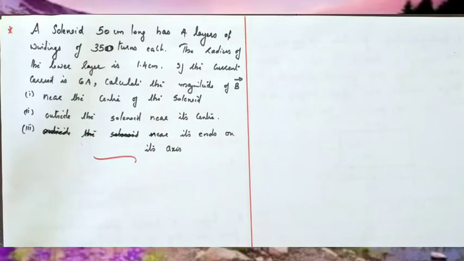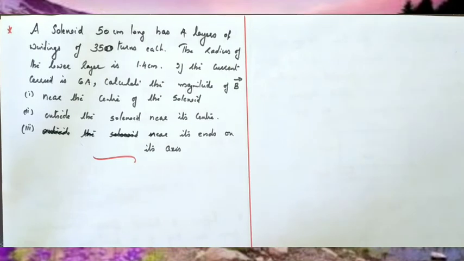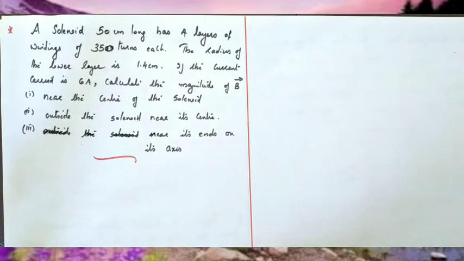Now next numerical, a solenoid 50 cm long has 4 layers of windings of 350 turns each. The radius of the lower layer is 1.4 cm. If the current carried is 6 ampere, calculate the magnitude of magnetic field near the center of the solenoid, outside the solenoid, near its center, near its ends on its axis. Okay, so what is a solenoid? Insulated copper wire wound in the form of a cylinder or helix, that is called a solenoid.